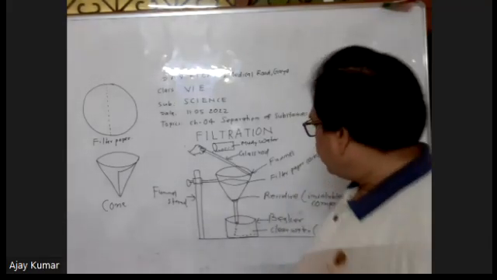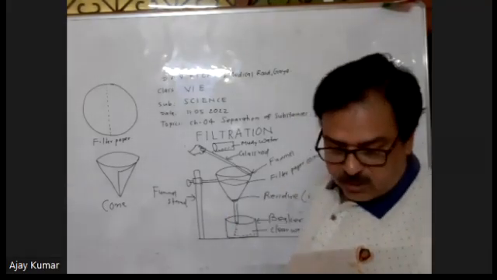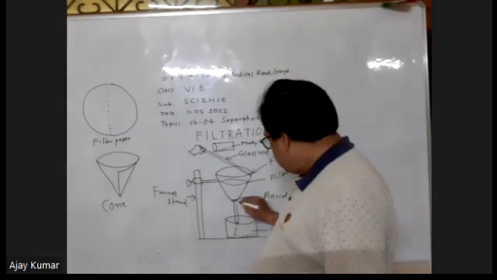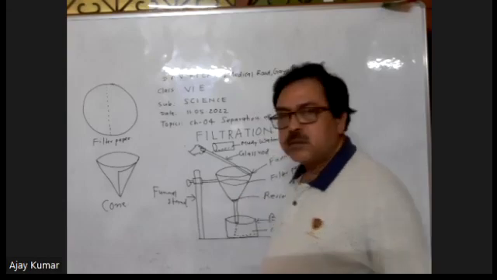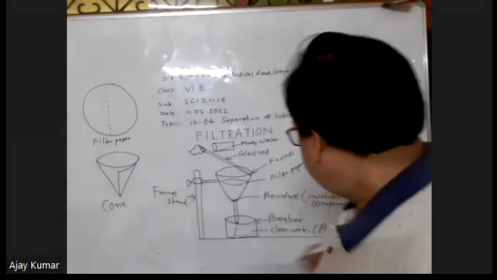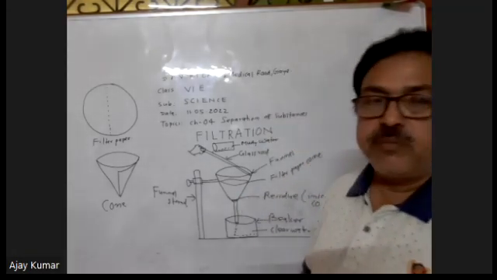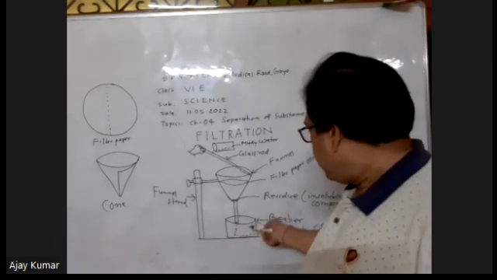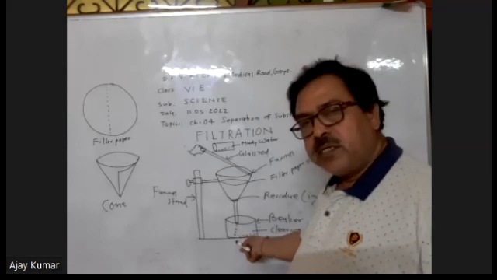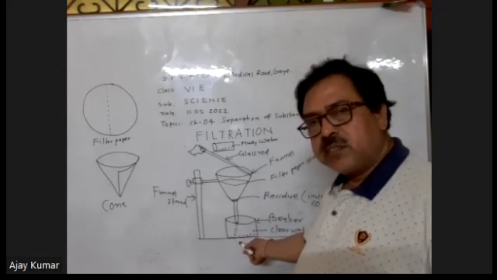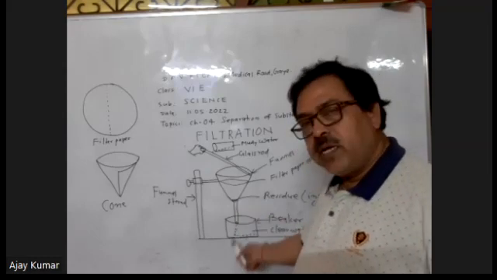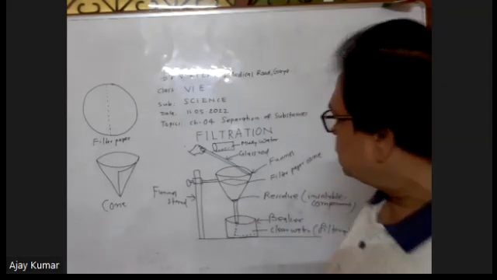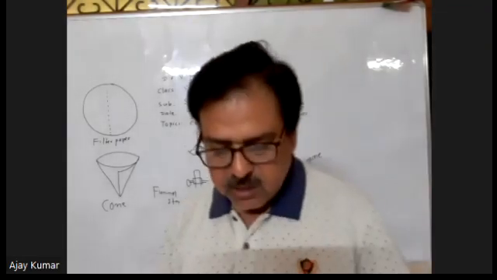The residue material, which is insoluble, remains at the wall. It is the insoluble component, not soluble in water. And clear water is obtained in the second beaker placed below the funnel, and we call it filtrate. So this is the process.